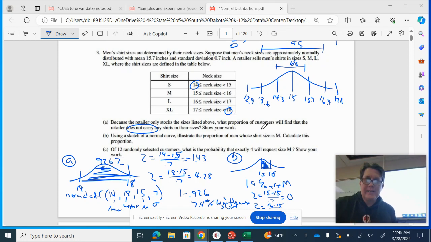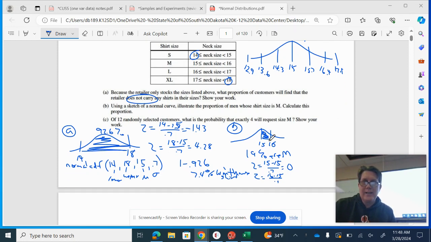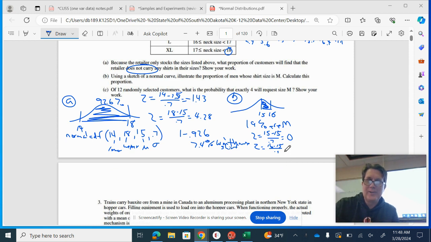All right, so I accidentally hit the stop sharing button on the last one, so we'll finish this one up.